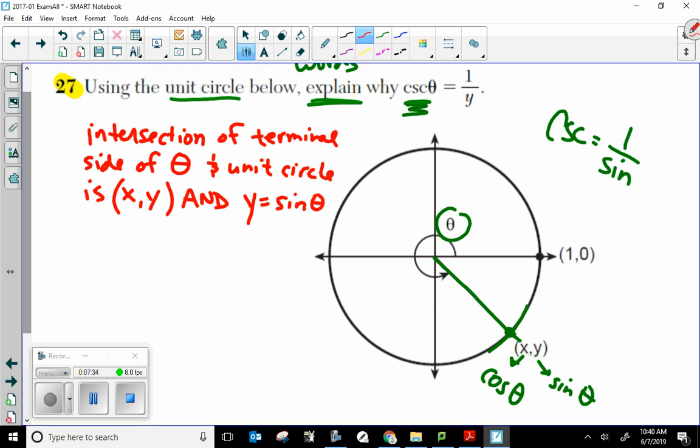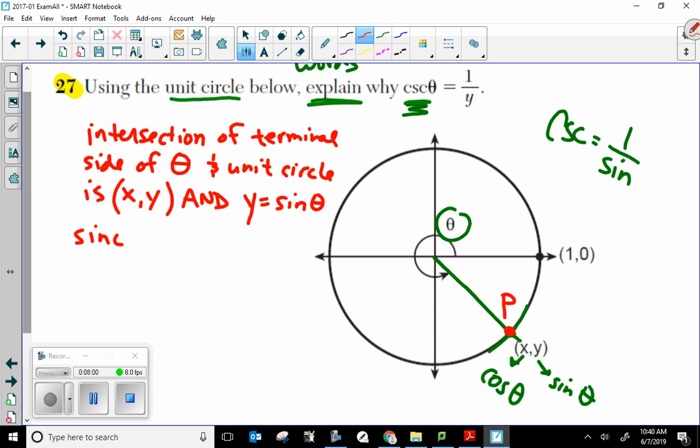The intersection of the terminal side of your angle theta and the unit circle, which is this point right here. You could have probably called that point P and said the intersection at point P, whatever, but this is just how I wrote it. So at this coordinate x, y, y is equal to the sine of theta. That's a given. You don't have to explain that. That's a mathematical given.